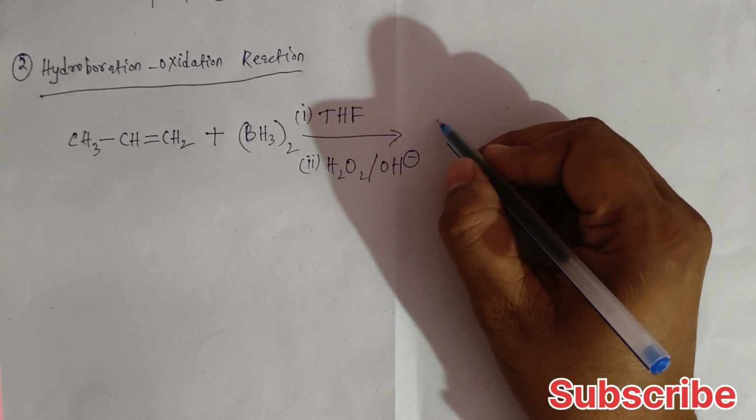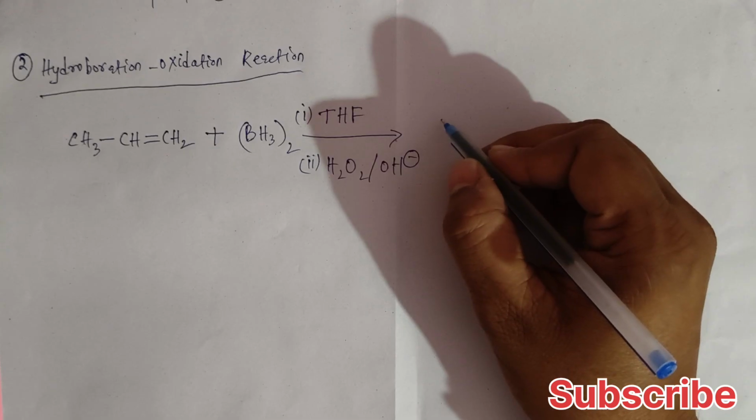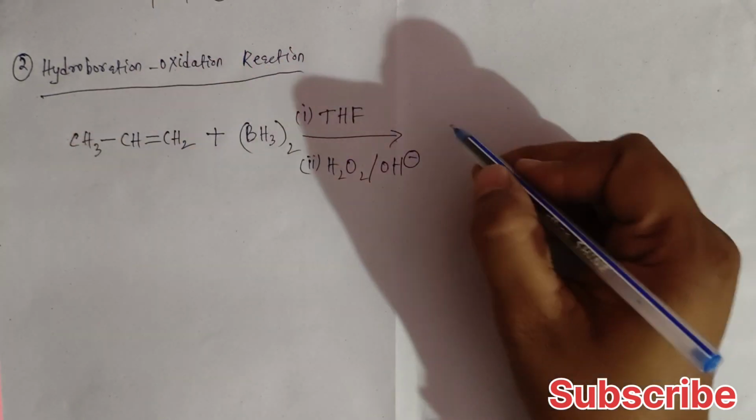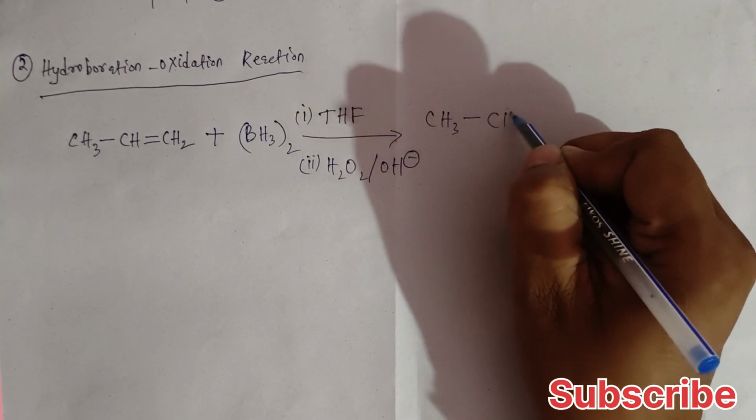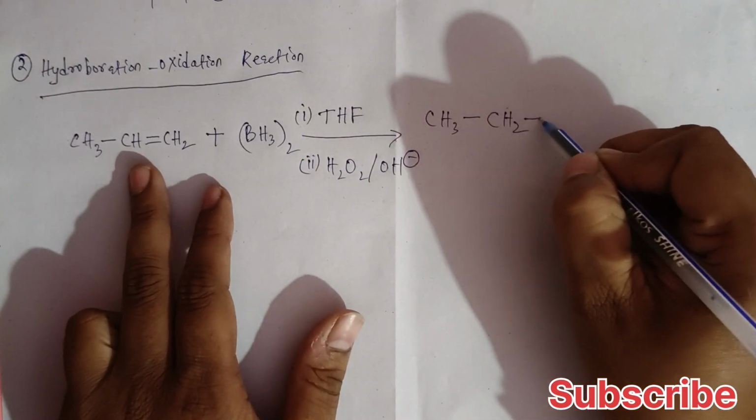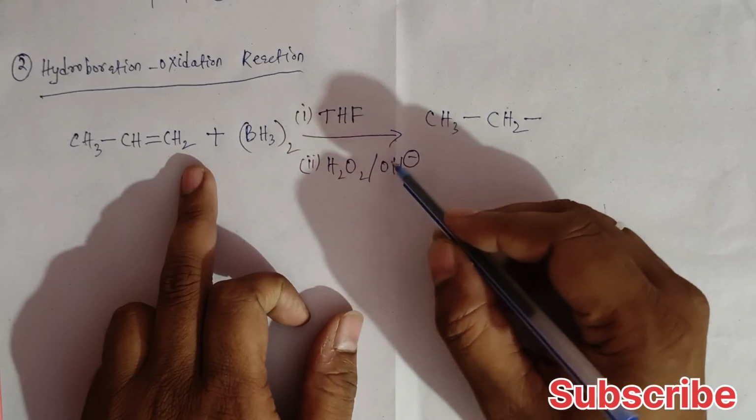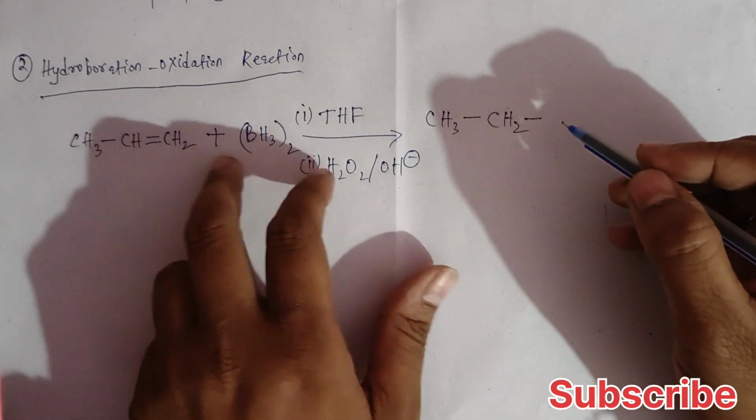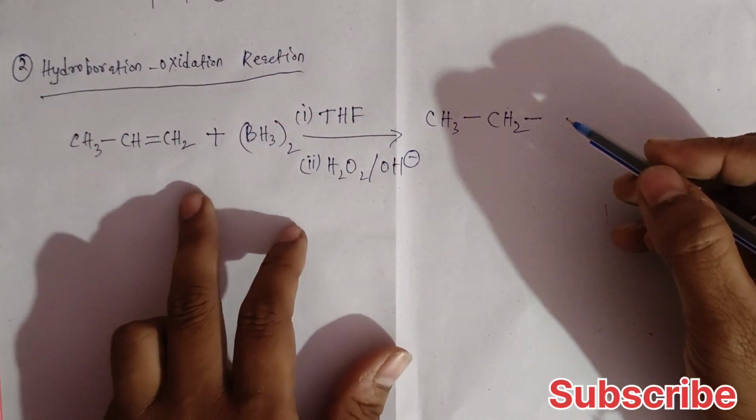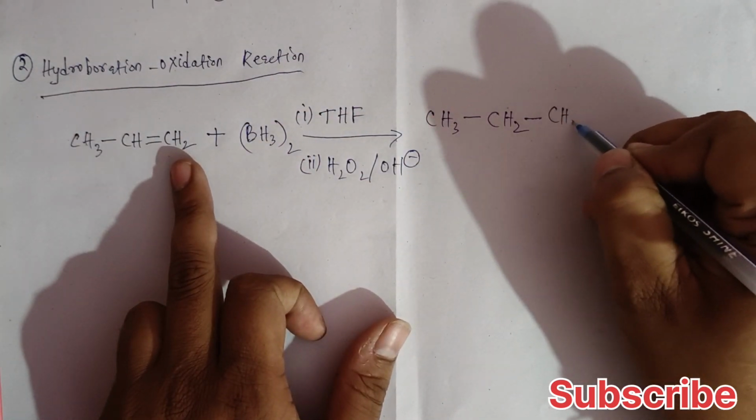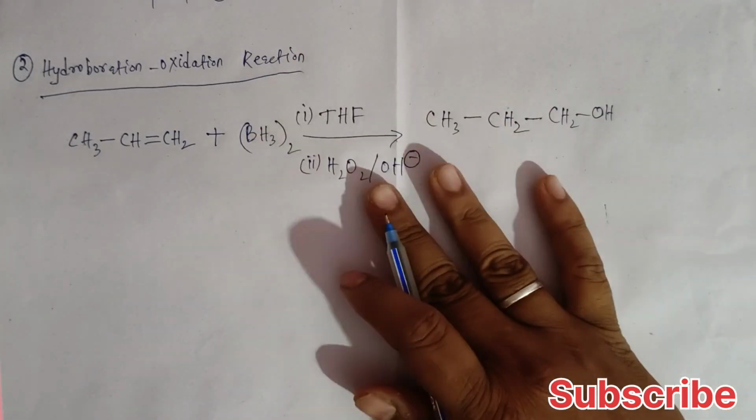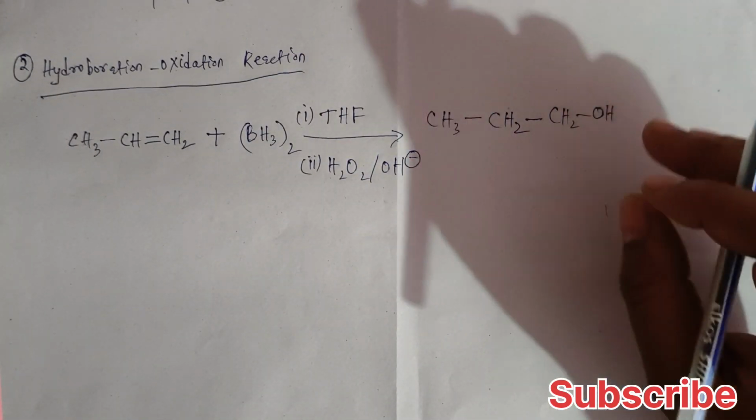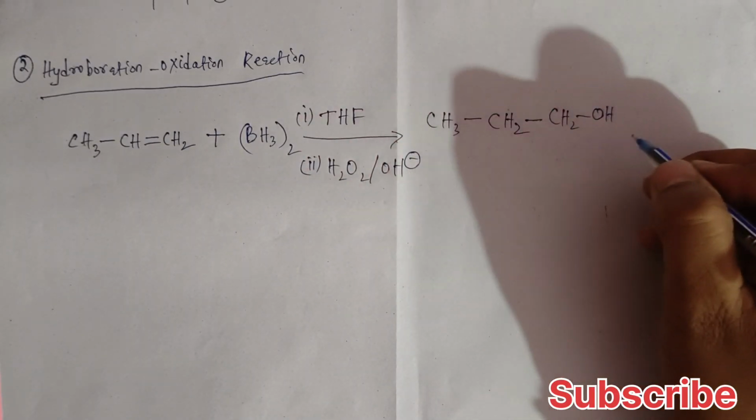We will get here what? A very simple product will be obtained. Okay, an H comes from BH3 and is attached here, so it will become CH3CH2 and a single bond, and OH comes from this hydrogen peroxide and will come to this carbon, and we will get here CH2OH. Okay, now we will clearly understand how this product will be obtained. This is our main product.